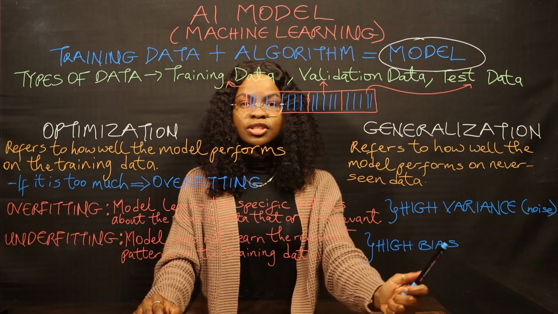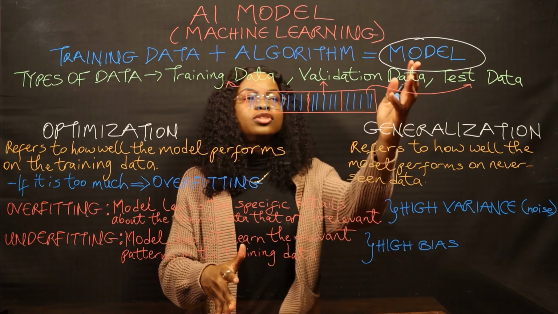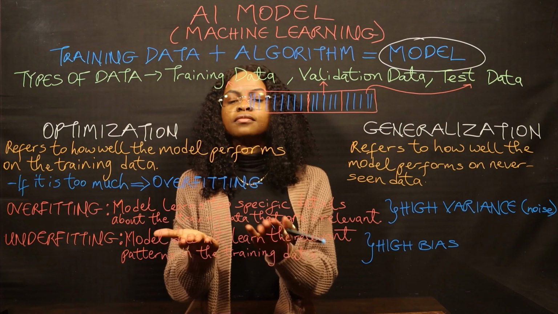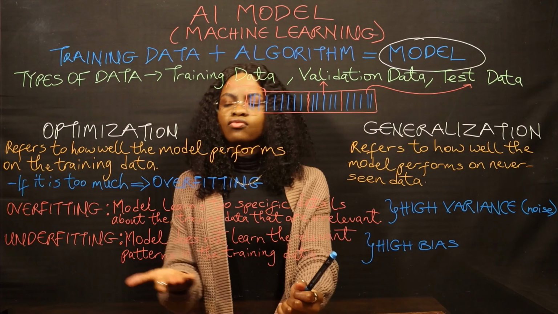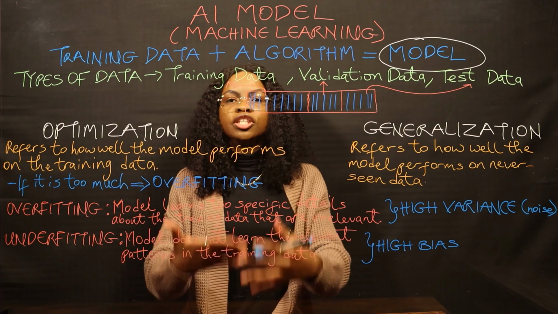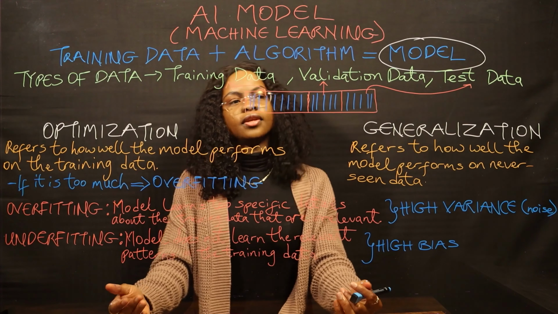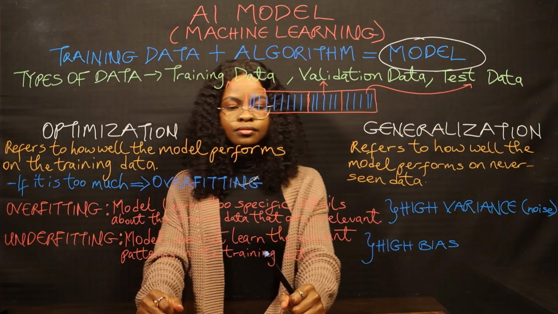And high bias, on the other hand, is a type of error that occurs when the model is too simple for the complexity of the data. That means it does not learn relevant patterns in the training data that can help it to be a good model, which also leads to not optimizing well.